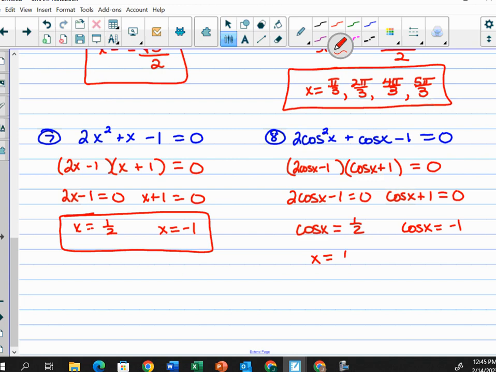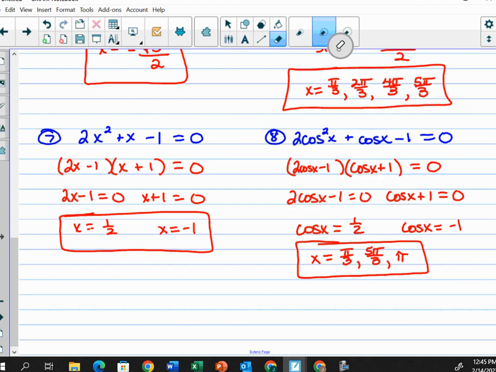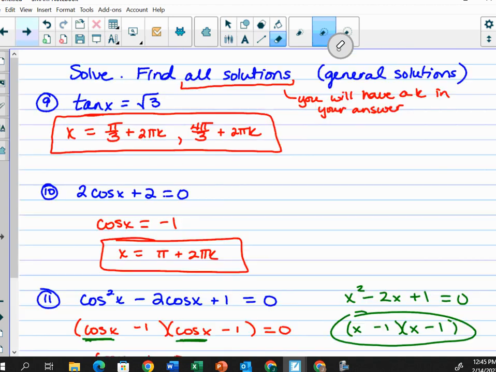Pi over 3 and? Good. When does it equal -1? Sine would be 3 pi over 2. Cosine's the x value, so it's just pi. Yeah? Okay. All right, questions there? We see how the factoring works? Not do we like factoring, but we see how it works. Okay. All right, couple more, guys. Maybe.